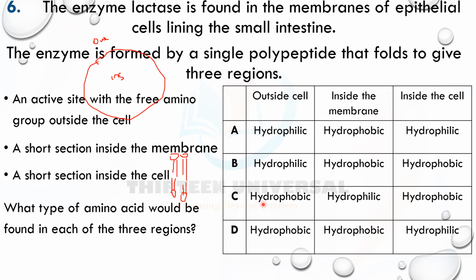Which option? A and B. So C and D are eliminated. Inside the membrane must be hydrophobic. Two of them still go. Because of the phospholipid bilayer, inside the membrane must be hydrophobic, and the inside of the cell is also hydrophilic because it contains water. So that happens to be option A.